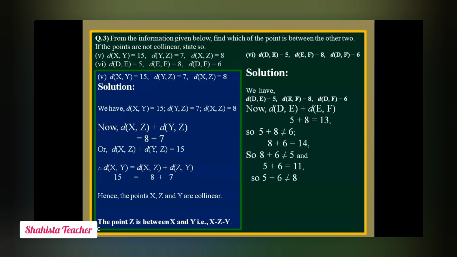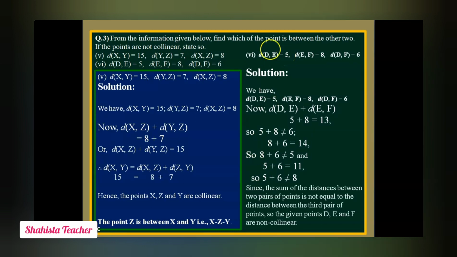This is not collinear. Since the sum of the distances between two pairs of points is not equal to the distance between the third pair of points, the given points D, E and F are not collinear points. So here we will write the statement. Since the sum of distances between two pairs of points, that means DE plus EF and EF plus DF, is not equal with the third pair, the given points D, E and F are not collinear.